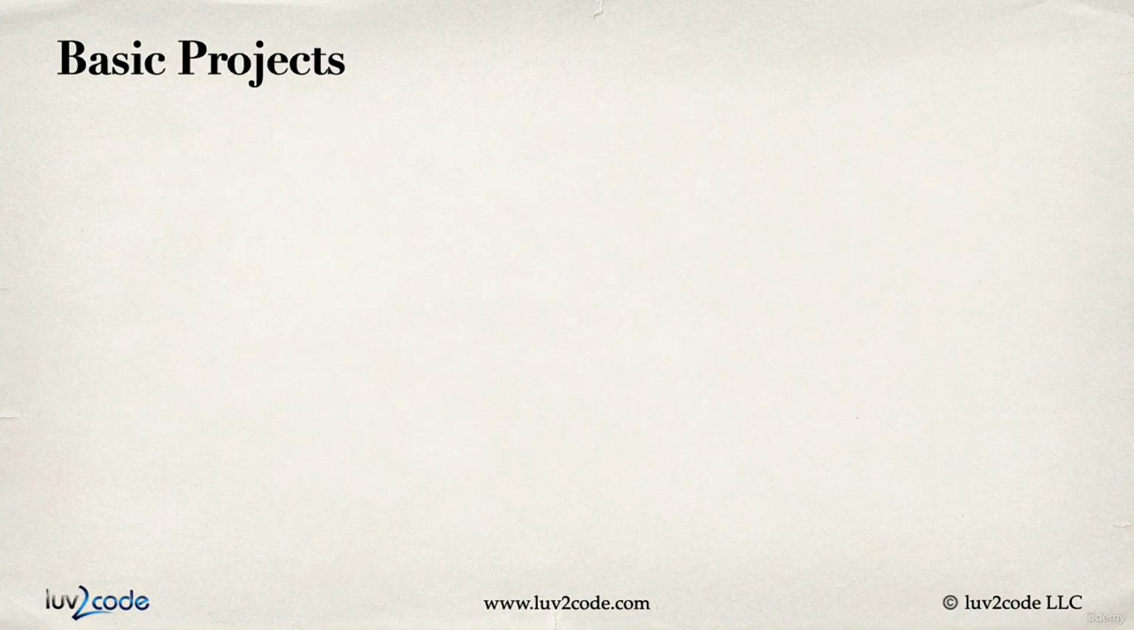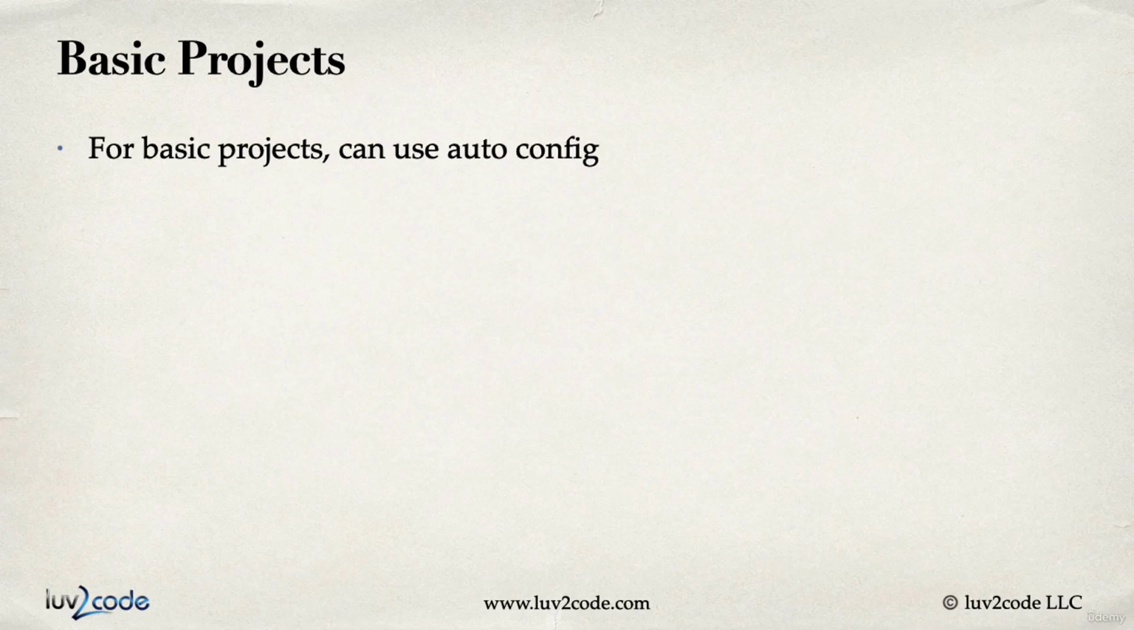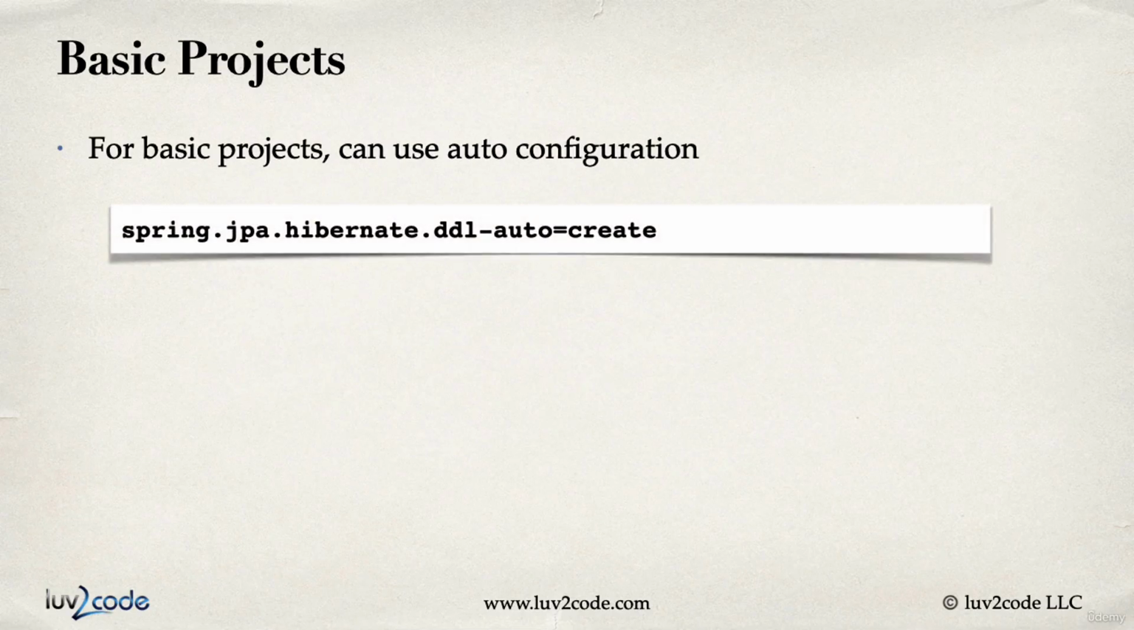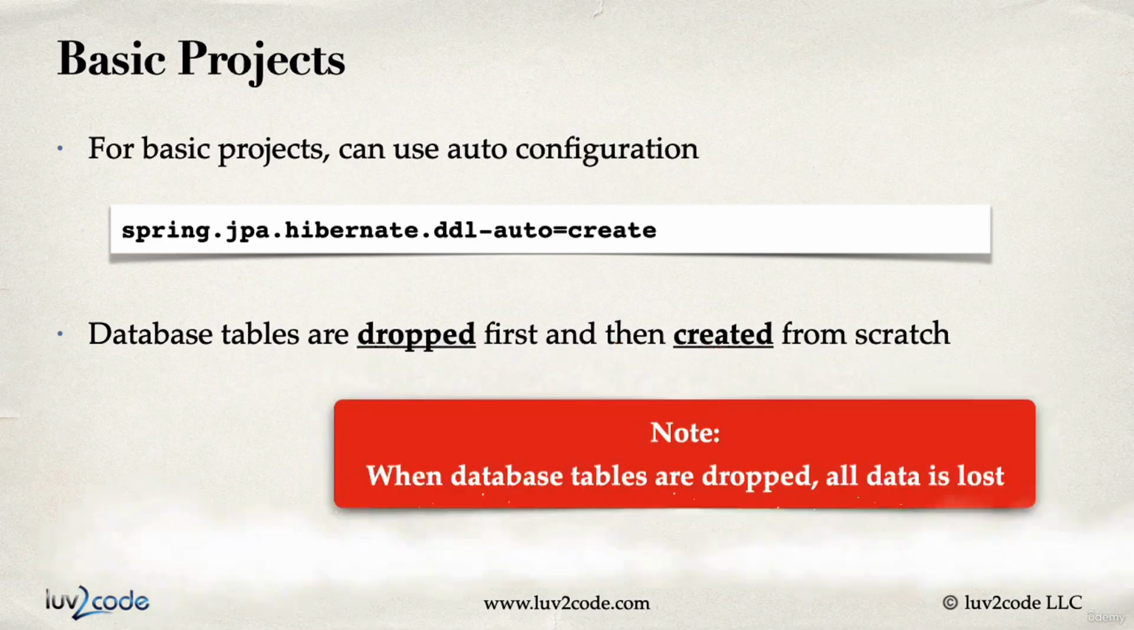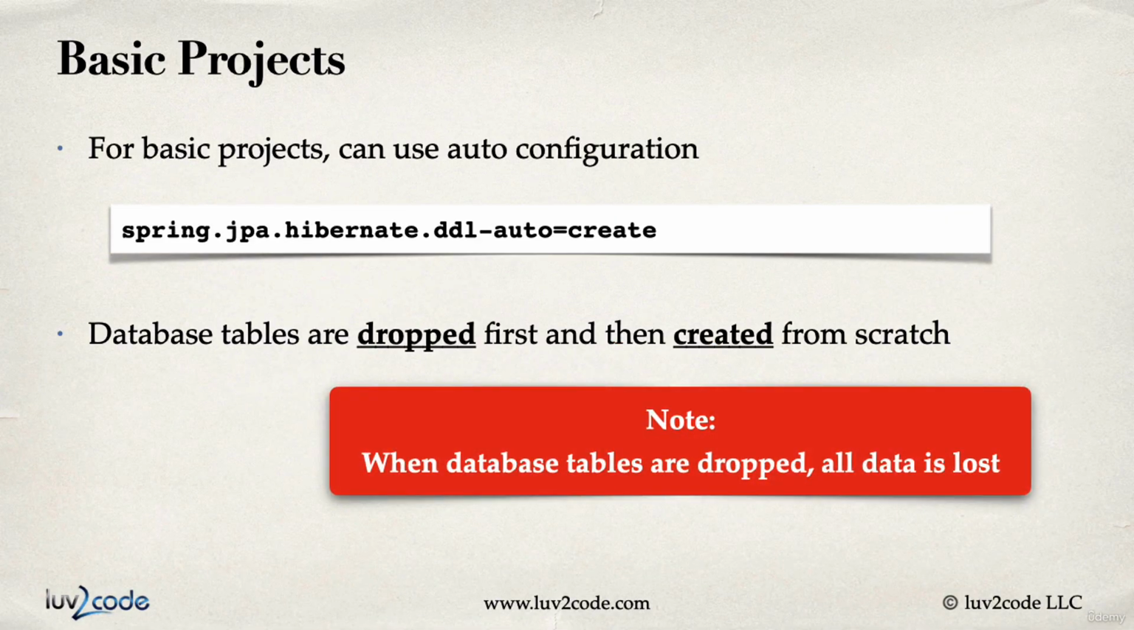For ease of development and testing, we'll use auto configuration. So we'll make use of the property for create. The database tables are dropped first and then created from scratch. Again, just a reminder, when database tables are dropped, all data is lost. But this is fine just for dev and testing.